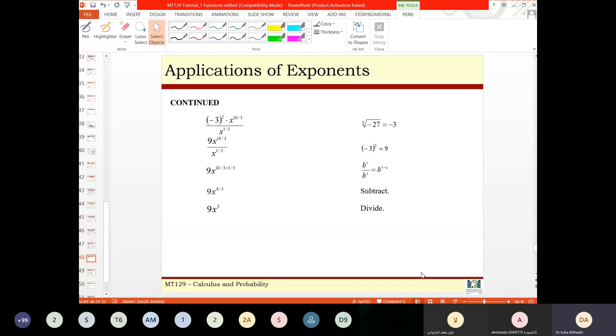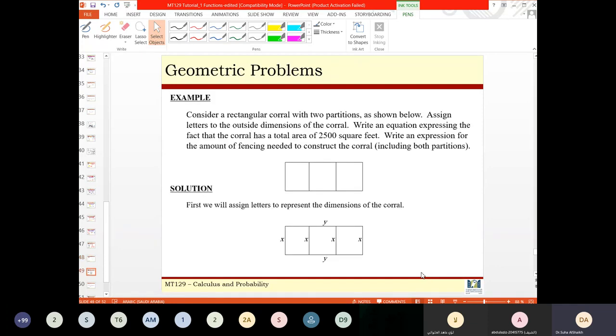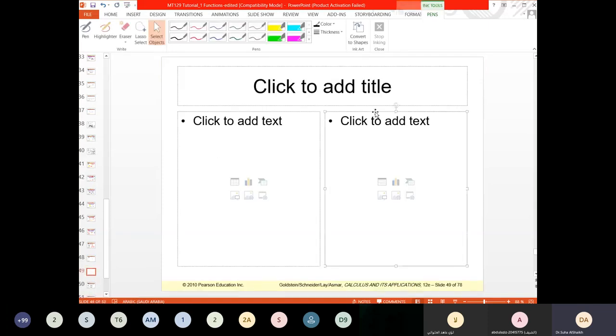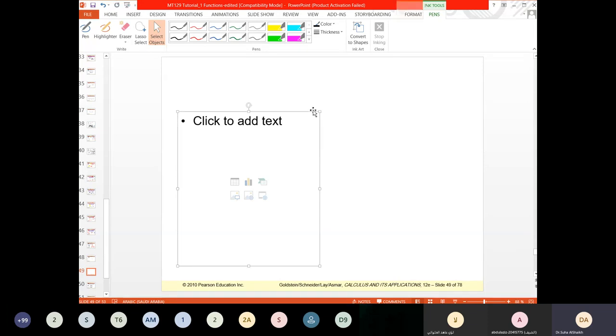You can have the solution, the full solution is in the slides as well. You want one more example? Let me try to write an example from my imagination.